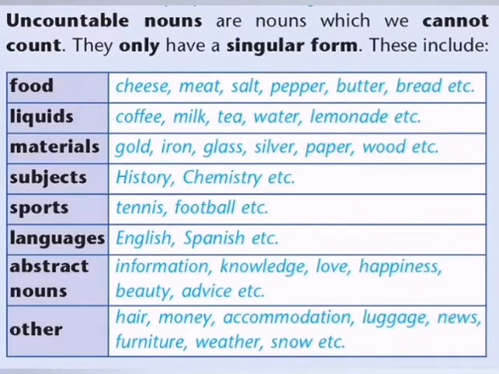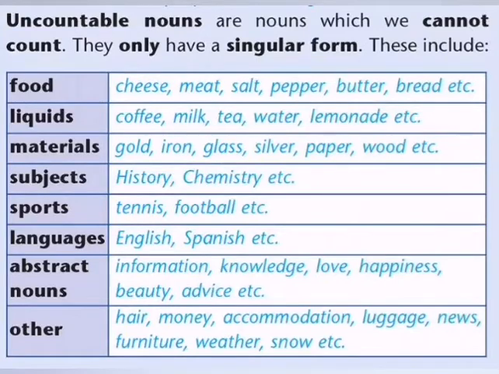Uncountable nouns are nouns which we cannot count. They only have a singular form. These include food: cheese, meat, salt, pepper, butter, bread, etc. Liquids: coffee, milk, tea, water, lemonade, etc.